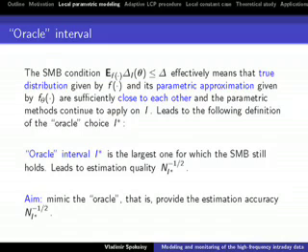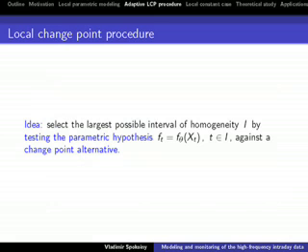And then you can define the oracle interval, and now the oracle is oracle because it depends on the unknown distribution f. If you want to do real monitoring, real inference, you have to mimic this oracle. You have to implement something which compensates for this unknown distribution. And this is exactly the procedure I'm going to present here. The idea of this local change point selection procedure is to select the largest possible time interval of homogeneity, capital I, by testing a parametric hypothesis that our model is exactly parametric against the change point alternative.